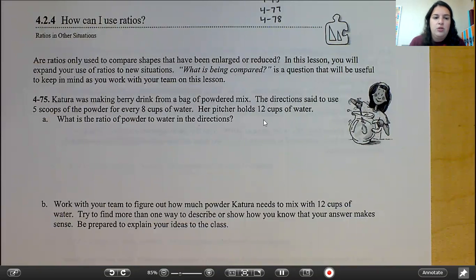Katura was making berry drink from a bag of powdered mix. The directions said to use 5 scoops of powder for every 8 cups of water. Her pitcher holds 12 cups of water. What is the ratio of powder to water in the directions? Go ahead and pause and write the ratio.